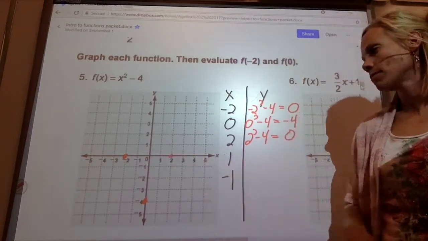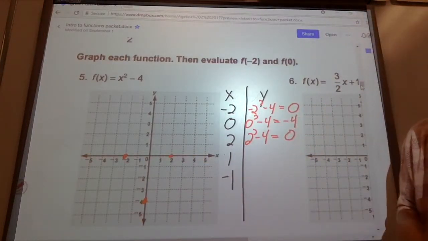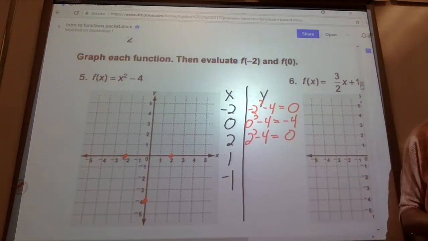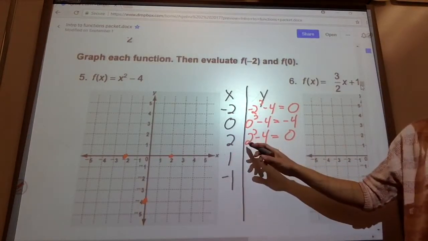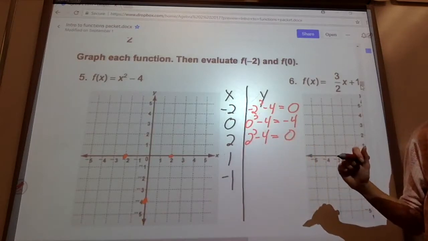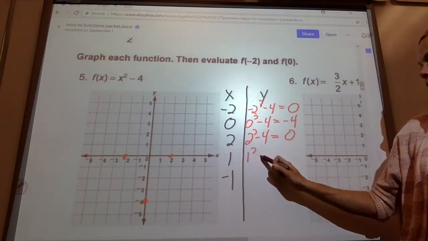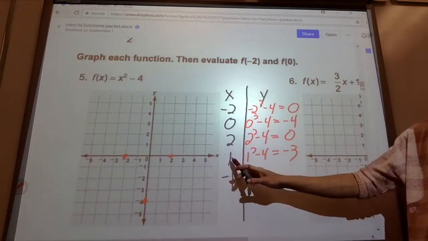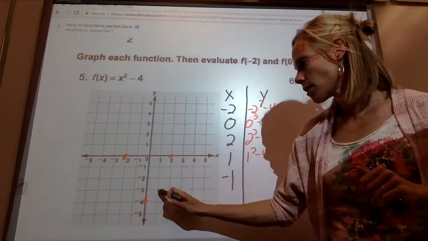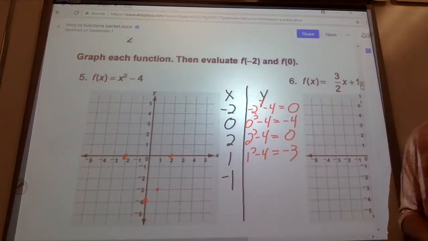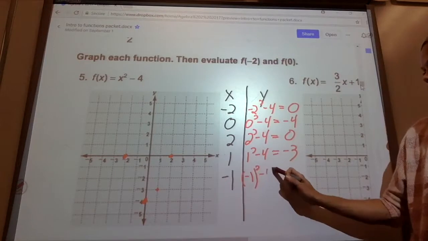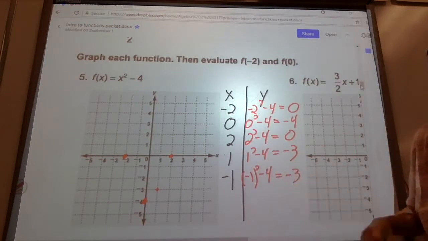Wait, why is it 2? Because 2 squared minus 4 is 0. So 2, 0. 2 squared is 4. 4 minus 4 is 0. Put in 1. 1 squared minus 4 would be negative 3. So that's a point. 1, negative 3. And then put in negative 1, which is again negative 3.